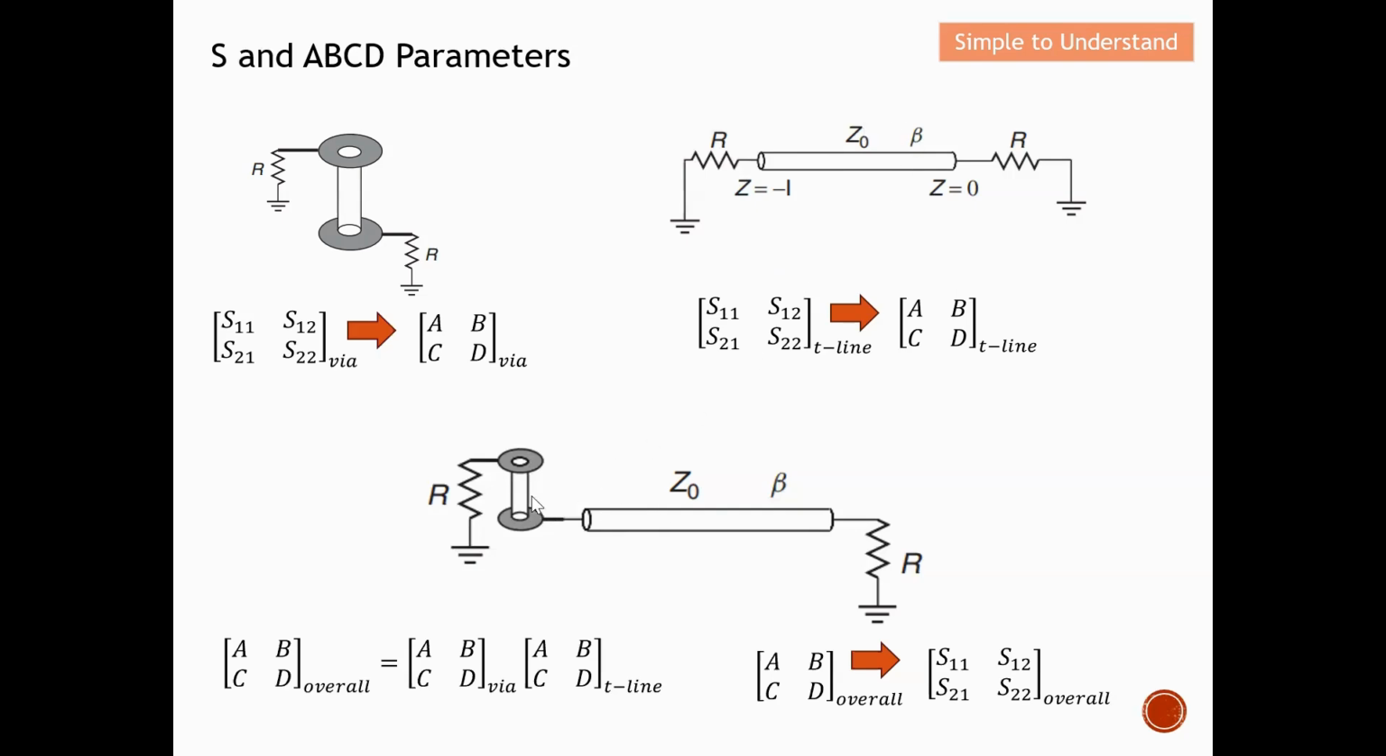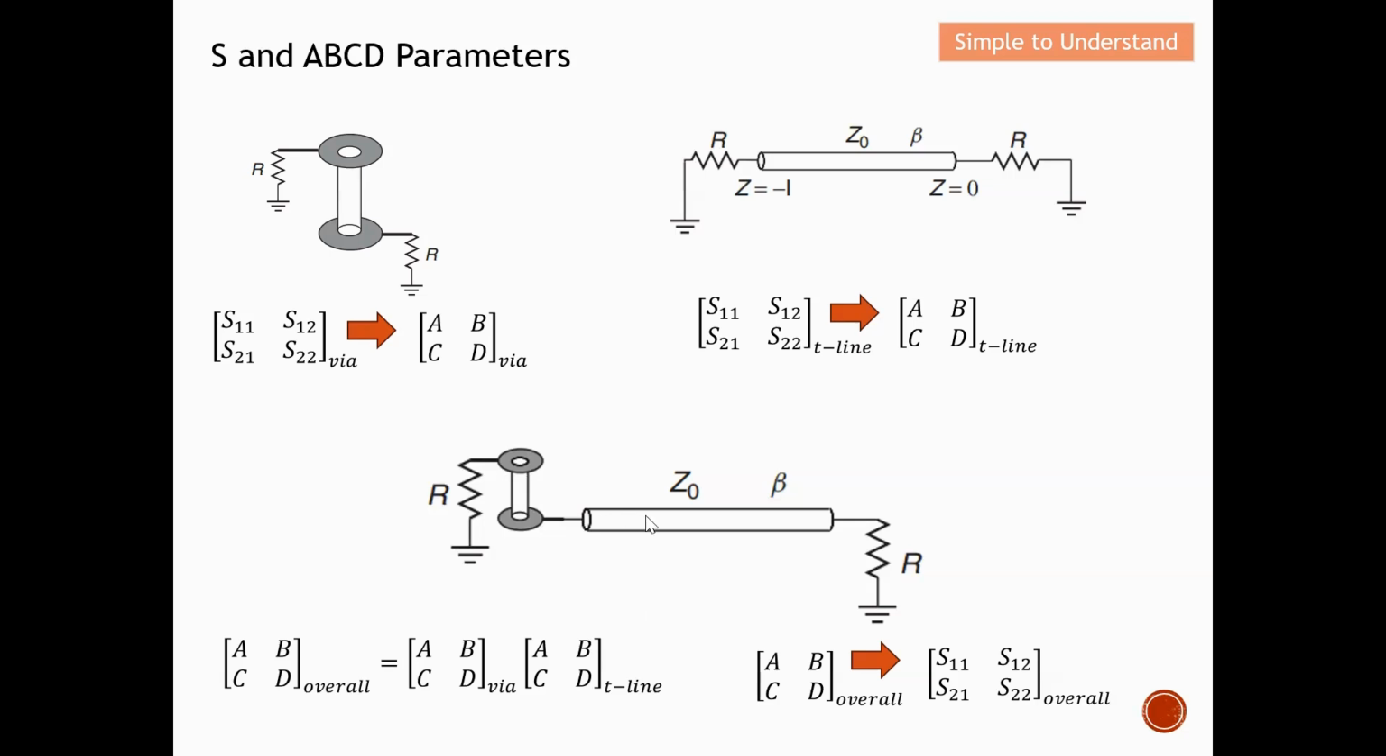When we cascade them together, I can easily utilize these ABCD parameters to calculate the overall ABCD parameters. In short, this will be the ABCD for the via, and this will be the ABCD for the transmission line. If I cascade them together, then I will be able to find the overall ABCD parameters. Last but not least, with the calculated overall ABCD parameters, I can also easily convert them into S parameters. These S parameters will describe the overall network analysis of the via added to the transmission line.